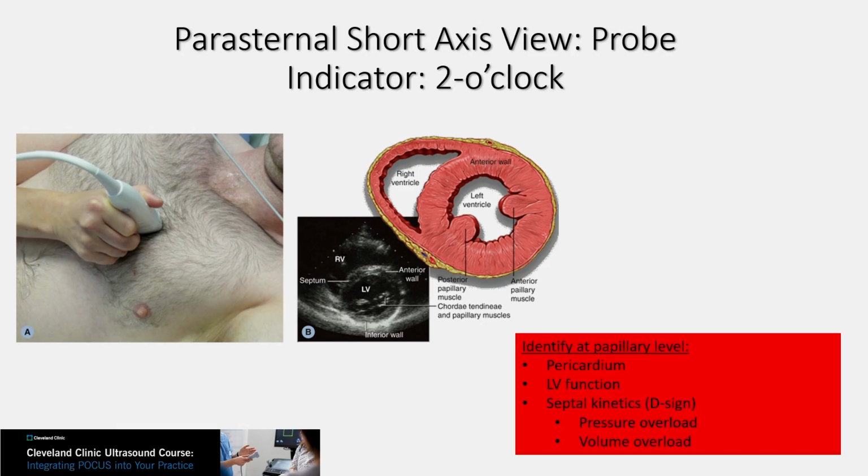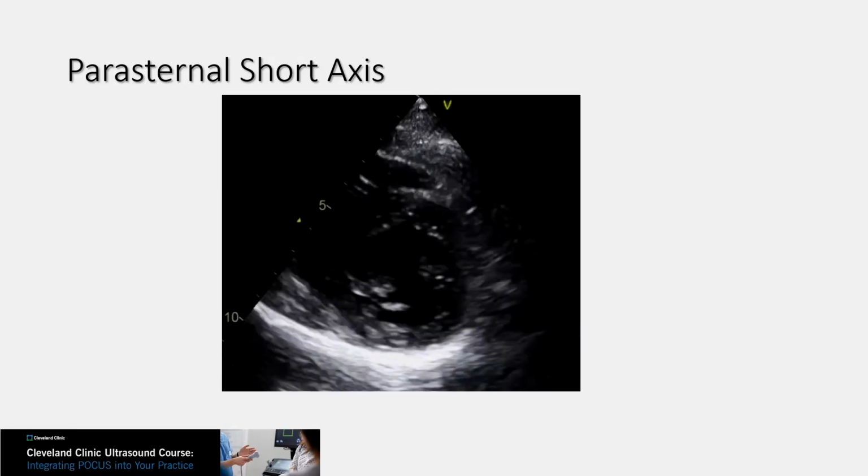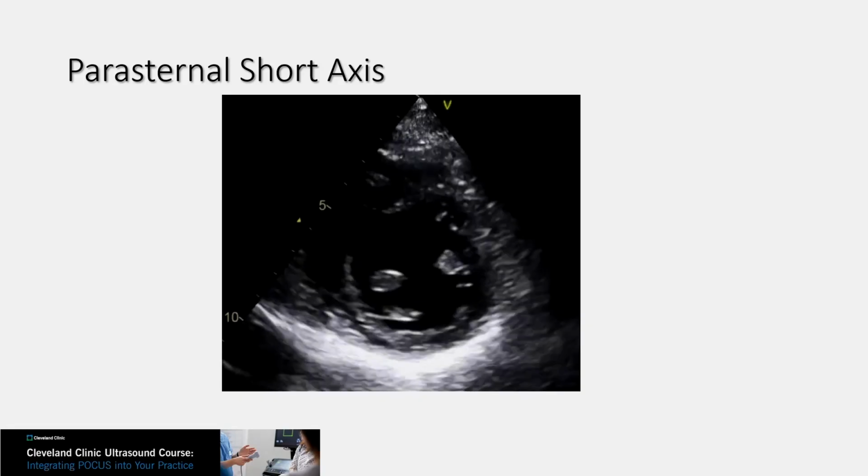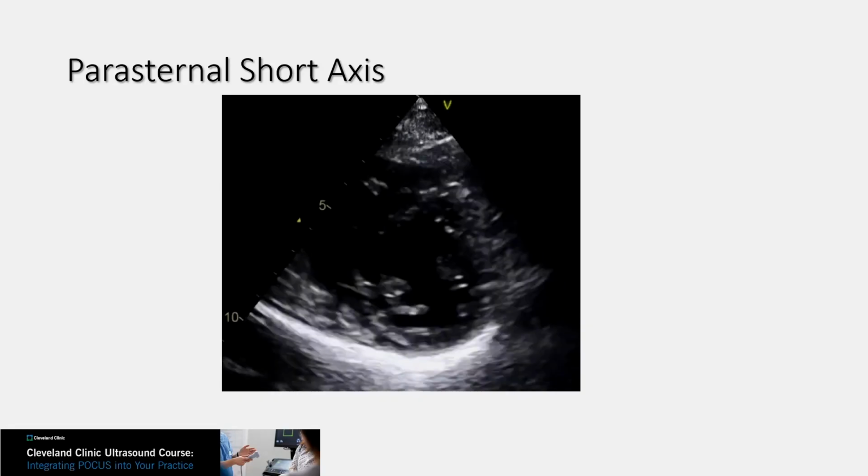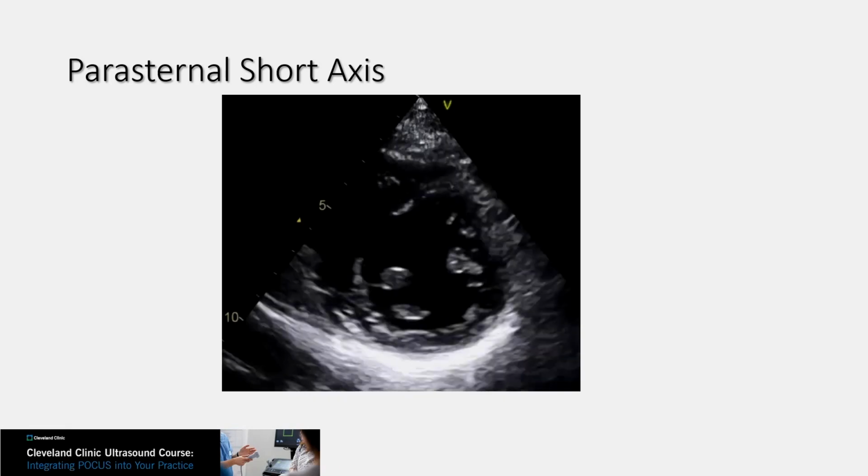This view is great again for pericardium, for your LV function. Great view to look for regional wall motion abnormality and septal kinetics when you're assessing for pressure or volume overload of the right ventricle. Again, this is an example of a nice parasternal short axis view. What you can see is the two papillary muscles and a good contraction of the left ventricle.